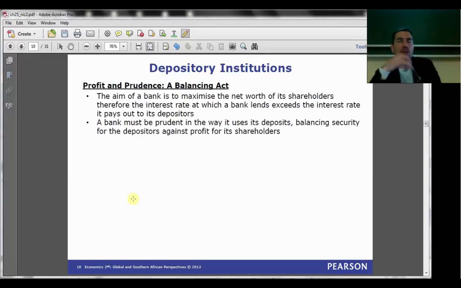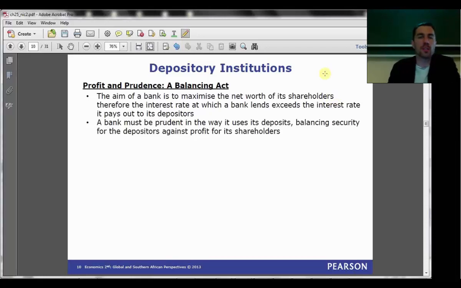So what does a bank have to think about? How does a bank operate? What are the problems or the concerns when it comes to banking business? Well, the aim of a bank is to maximize its net worth or to maximize its profits for its shareholders.